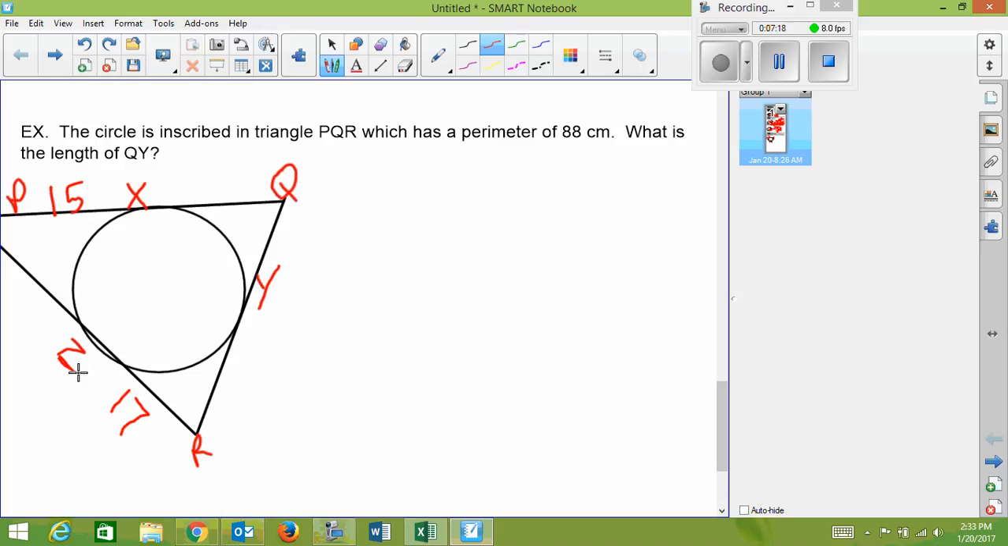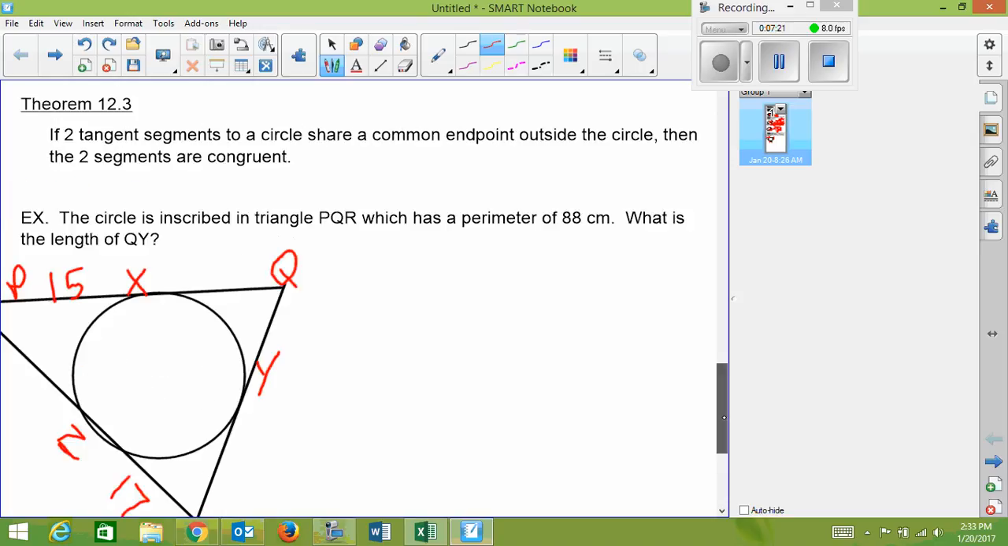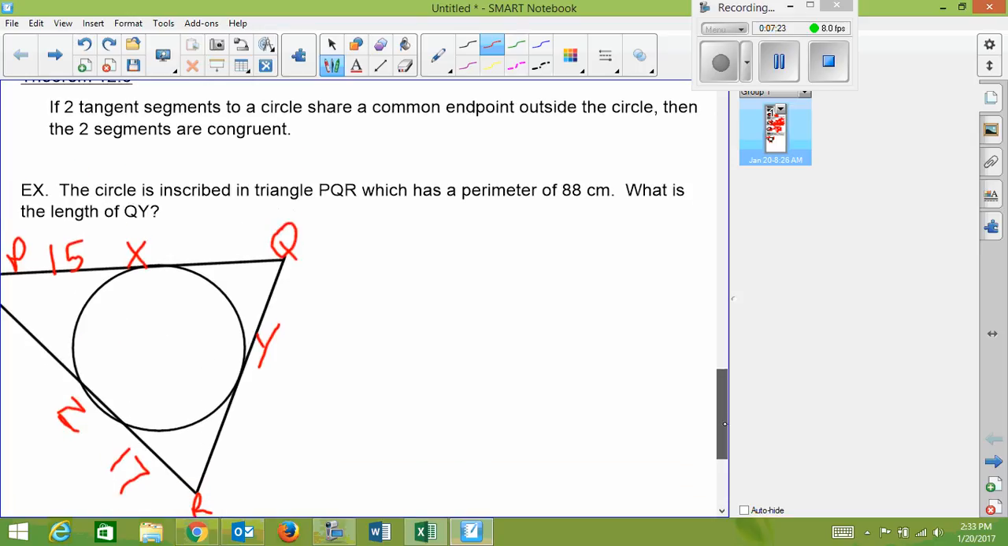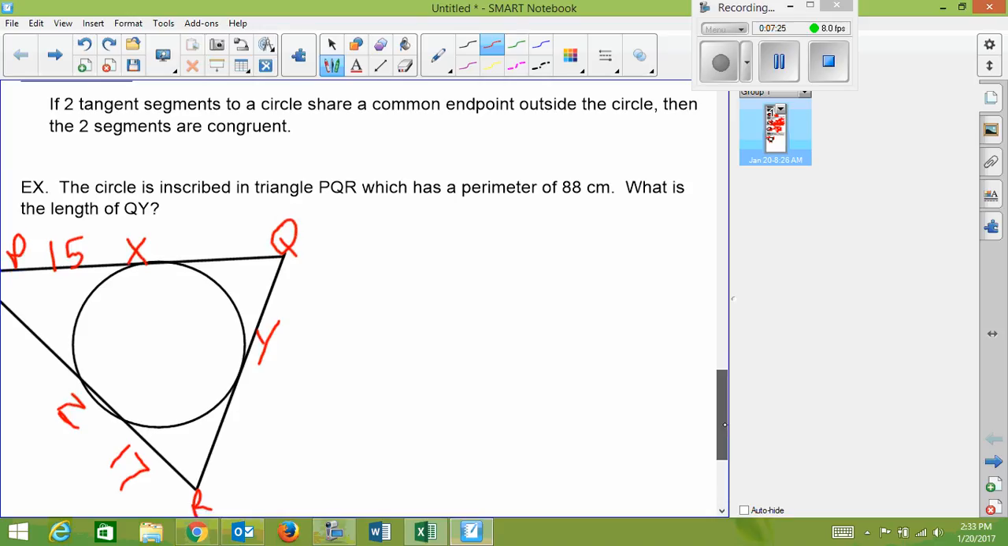Okay. So if you go back up here and look at what this theorem said, if two tangent segments to a circle share a common endpoint outside the circle, okay, so QR right here is tangent to the circle, and so is PR, and they share this common endpoint, as do QR and PQ. They share this, and then PR and PQ share the one that's off the screen here a little bit. So then we know that the two segments have to be congruent, okay?